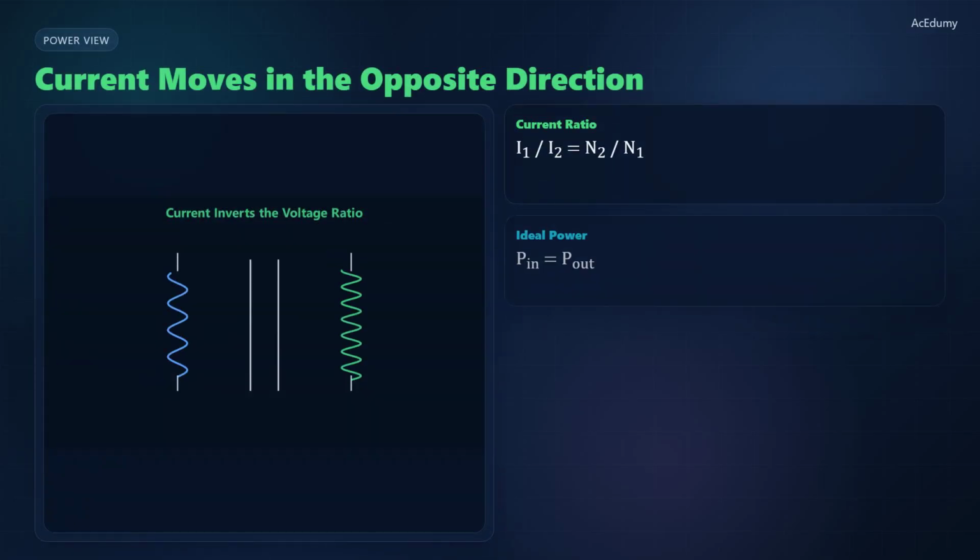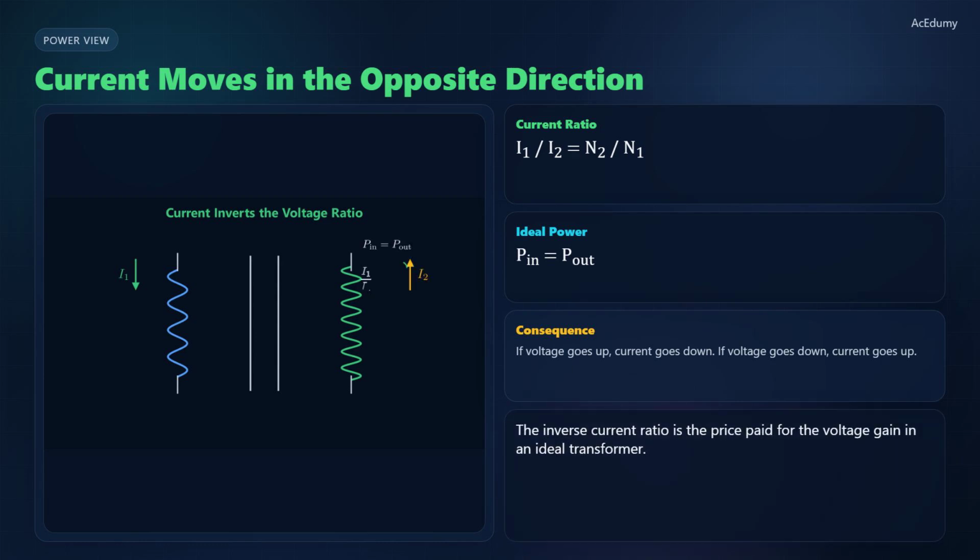Current scales in the opposite direction. I1 over I2 equals N2 over N1. So a step-up voltage transformer is also a step-down current transformer. In the ideal case, input power equals output power, which is why the voltage and current ratios invert each other.